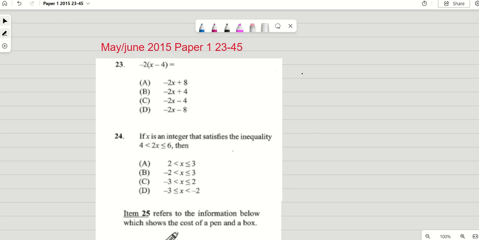Number 23 says negative 2 open bracket 4 minus x. So it's minus 2 by x and minus 2 by minus 4. Minus 2 by x is minus 2x, and minus 2 by minus 4 is plus 8. So my answer is A.